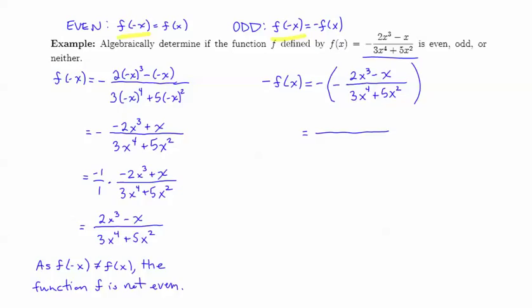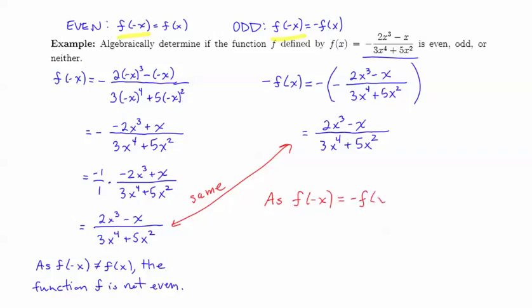So when this simplifies, we're going to have 2x cubed minus x in that numerator and 3x to the fourth plus 5x squared. Now the key here is that these two are the same. So as f of negative x is equal to negative f of x, this means the function f is odd.